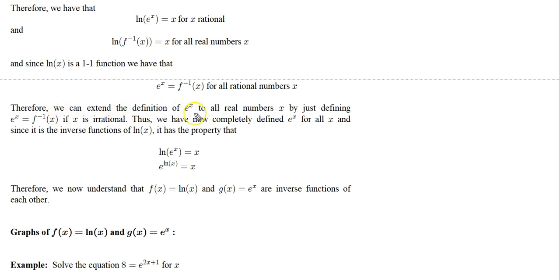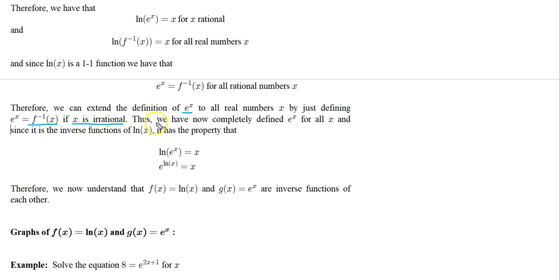So therefore we can now extend the definition of e to the x power for all real numbers x like this. We're just going to define e to the x to be the inverse function whenever x is irrational. Recall, we previously defined e to the x when x is a rational number. So if x turns out to be irrational, just define it to be the inverse function. This is defined for all x.